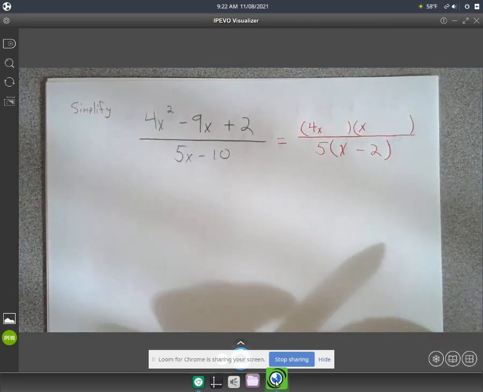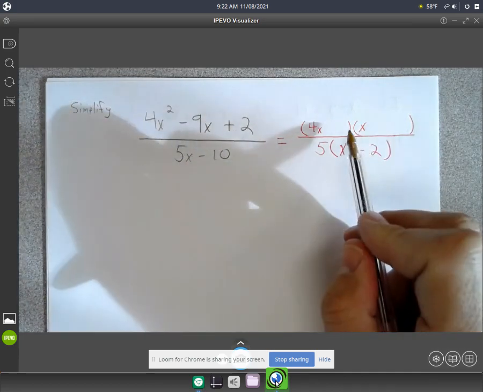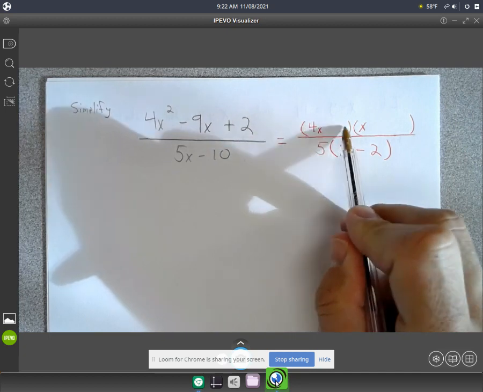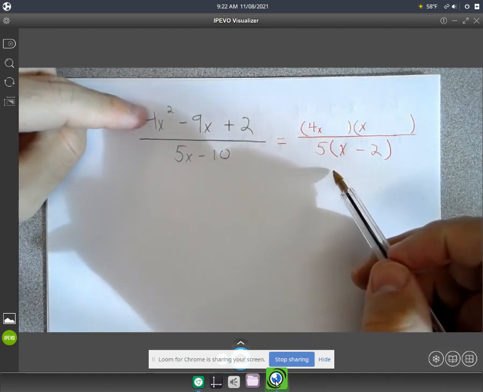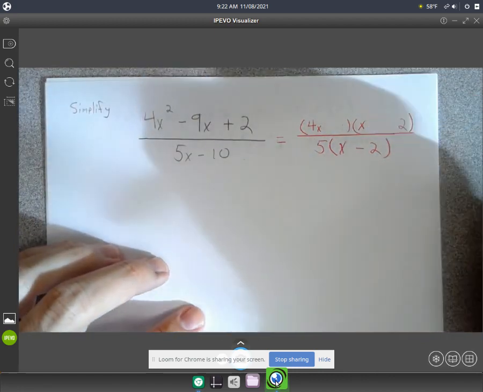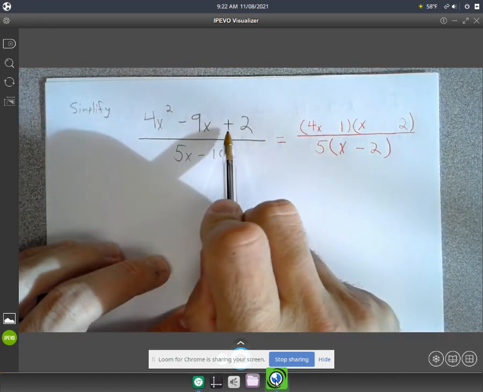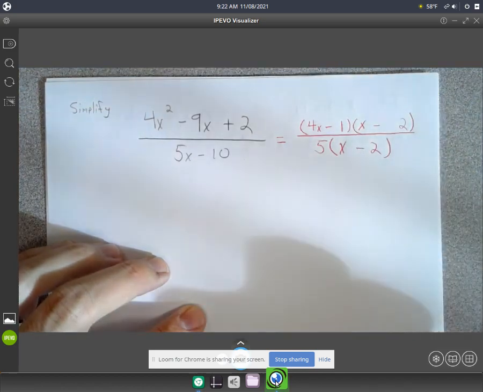Okay, so the factors of 2 are just 1 and 2, but I cannot put the 2 here because 4 and 2 would have a common factor, and the original problem didn't have a common factor. So I'm not going to put the 2 there. I'm going to put the 2 over here and the 1 there. They're going to be the same signs, and they're both negative.